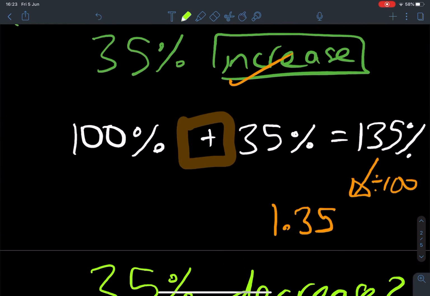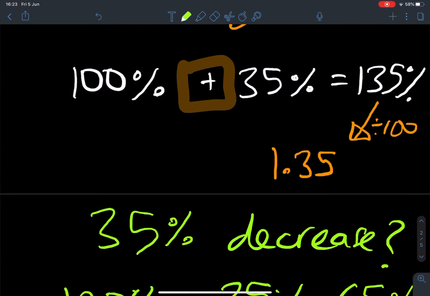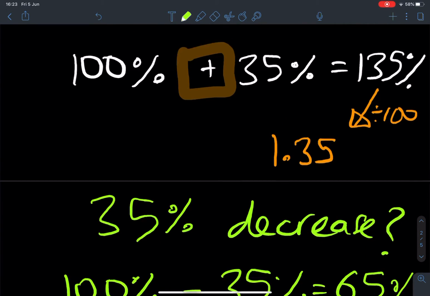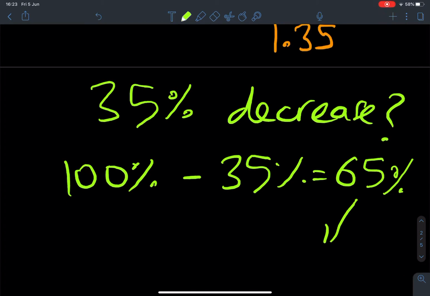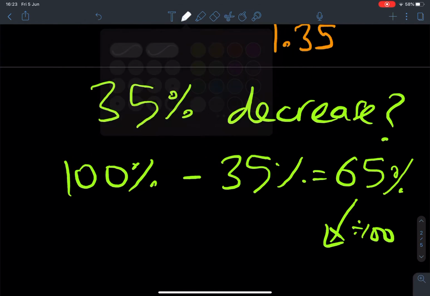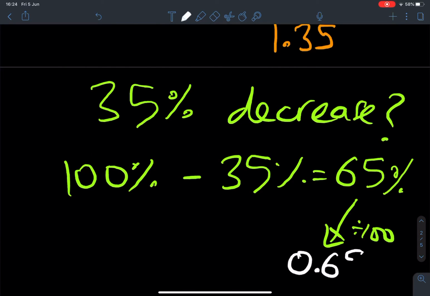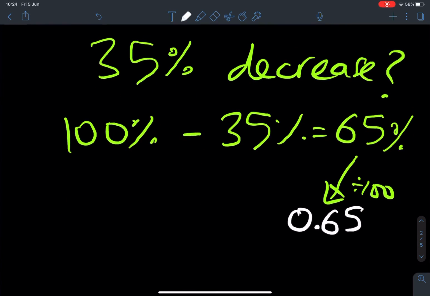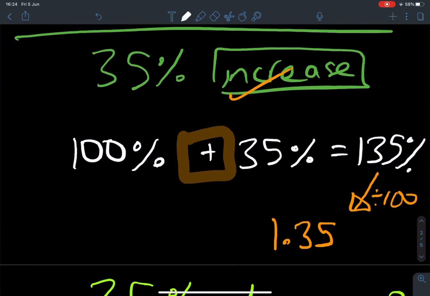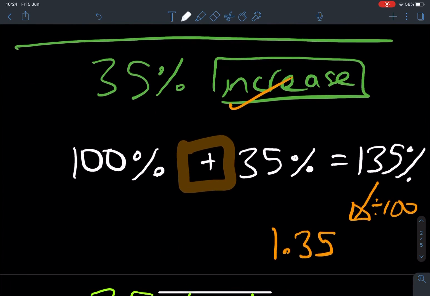Now, what did I do over here? How did I convert 135% to a decimal? I divided it by 100. What do you think we'll do over here? Same thing, divided by 100, which gives me 0.65. So what that means is if I multiply any number by 0.65, it's the same as me working out a 35% decrease. So let me go back to this second question.